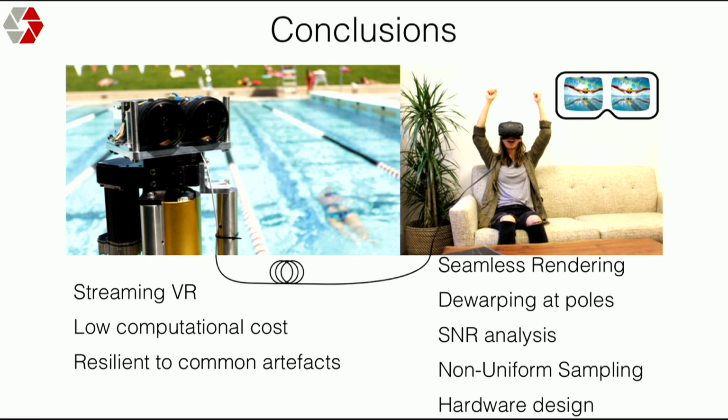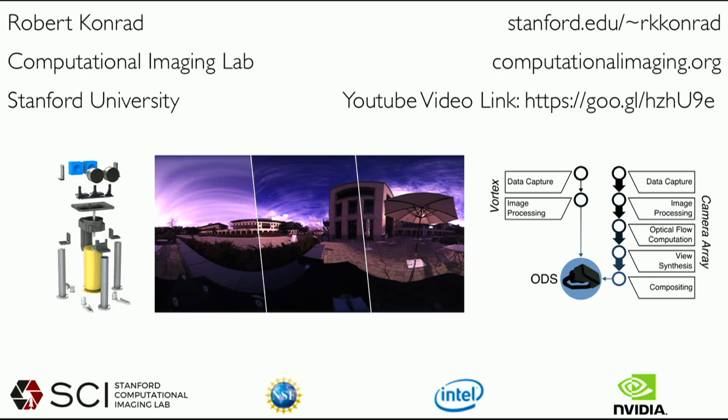So with that, I'd like to conclude. Today I presented an omnidirectional stereo capture system that can stream live data. It has low computational cost allowing for this, and it actually is robust to all of these common artifacts that common camera array-based systems have. I presented to you some seamless rendering techniques, the dewarping at the poles and SNR analysis, but in the paper you'll find a couple other things I didn't have time to talk about today, specifically non-uniform sampling. We can have some interesting design challenges there, as well as a more intricate hardware design description. So with that, I'd like to conclude and take any questions.